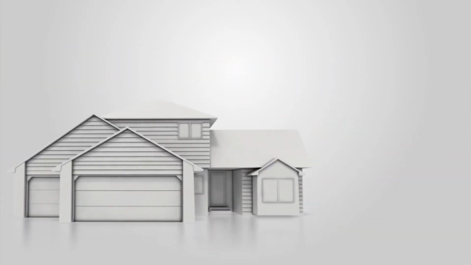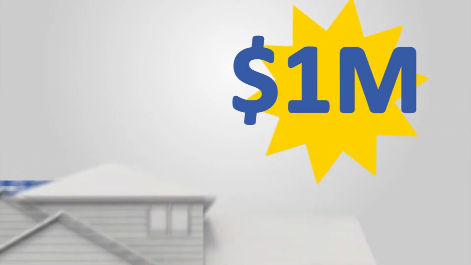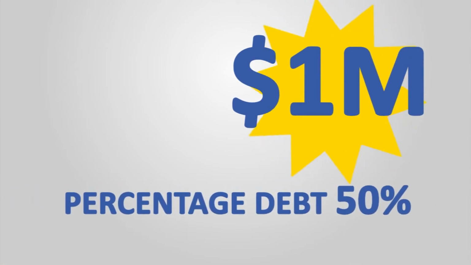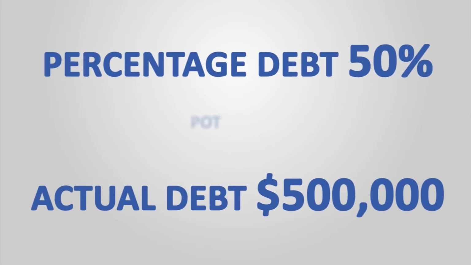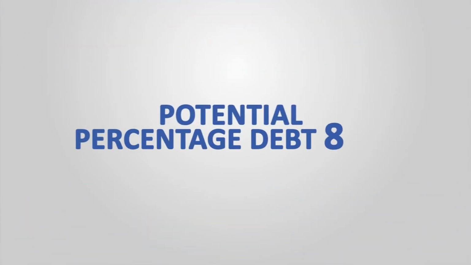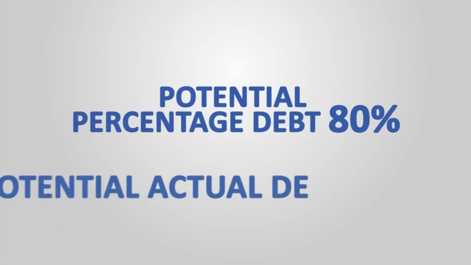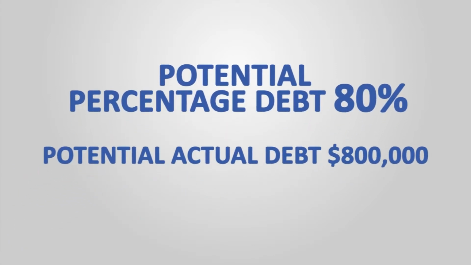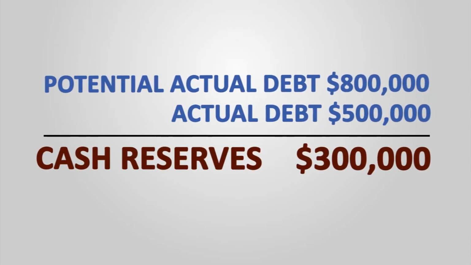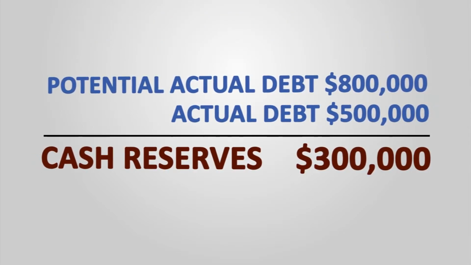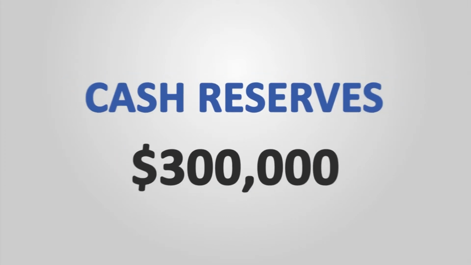Imagine you have a property worth $1 million. If your percentage debt is 50%, your actual debt will be $500,000. If your potential percentage debt is 80%, your potential actual debt will be $800,000. What this means is that you will now have $300,000 in cash reserves.